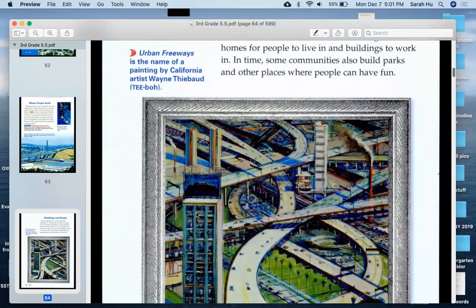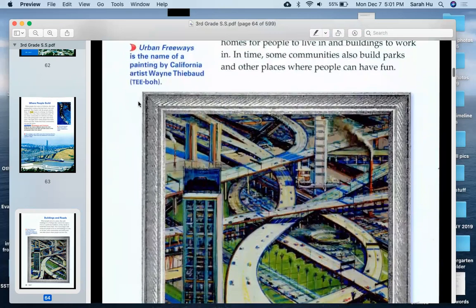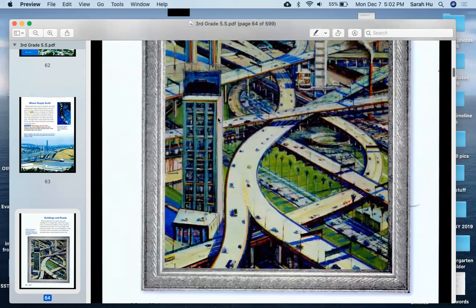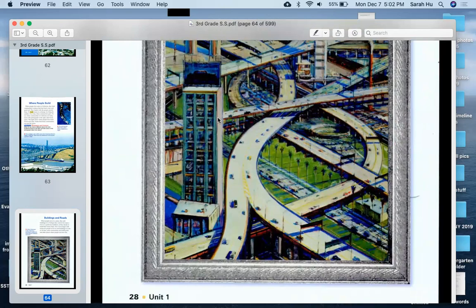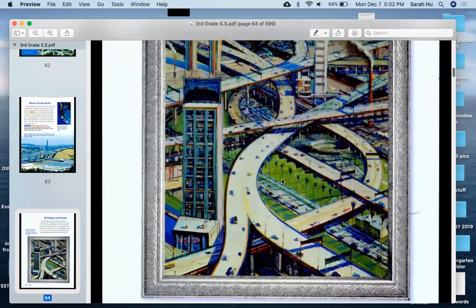So this is Urban Freeways. This is a painting. So that's the name of it. You can see the frame around it. And this is the name of the painting by California artist Wayne Thibault. Pretty cool. We talked a little bit about urban being a city. So look at how many freeways. Again, human made. So the freeways are a representation of a human made feature. Look at all the turns and crossovers. I don't think I want to go on those freeways.